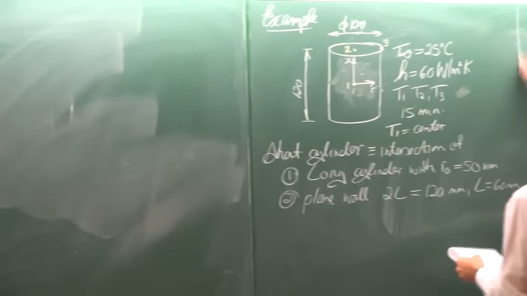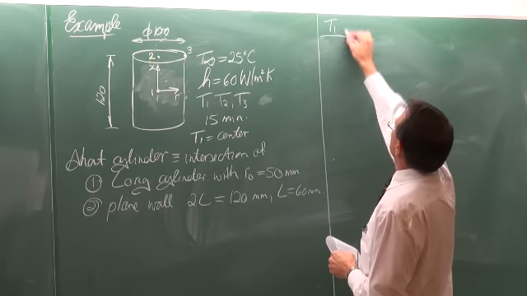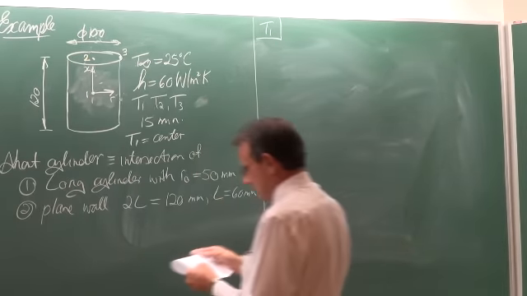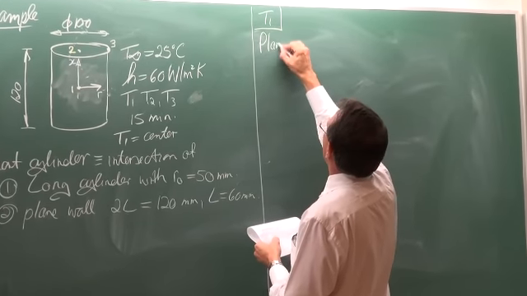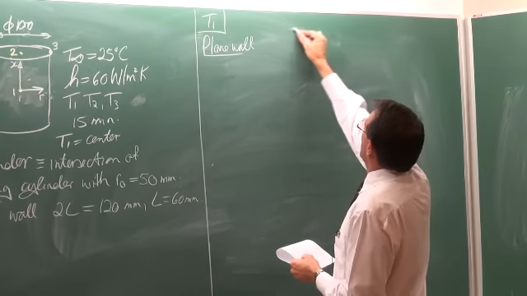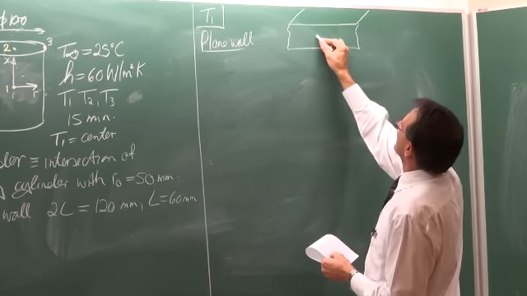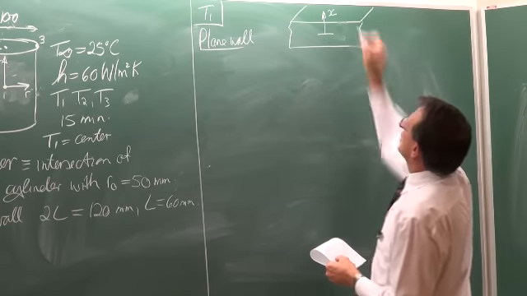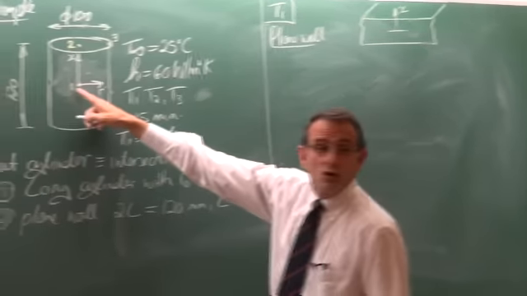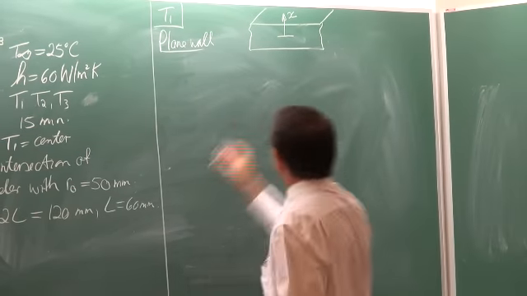Now let's start with the first part of the problem, T1. We want to get the temperature in the center. Now let's start with a plane wall. If we think of this plane wall like this, and that is the x-coordinate system in that direction. To get to the center temperature, we need the temperature on this line. Do you agree? We need the temperature on that line there.